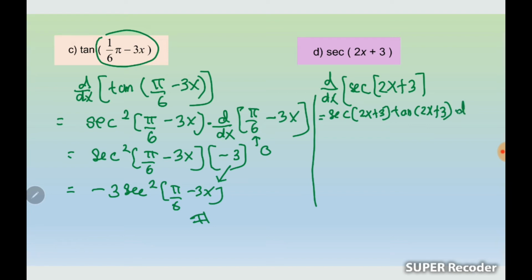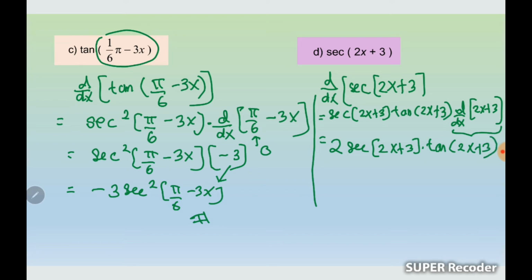Then you have to differentiate u. What is u? 2x + 3. Okay, now differentiate 2x + 3. The answer is 2. Now I will bring 2 in front. 2 secant(2x + 3) multiplied with tangent(2x + 3). Okay, so this is the solution, the simplest form.